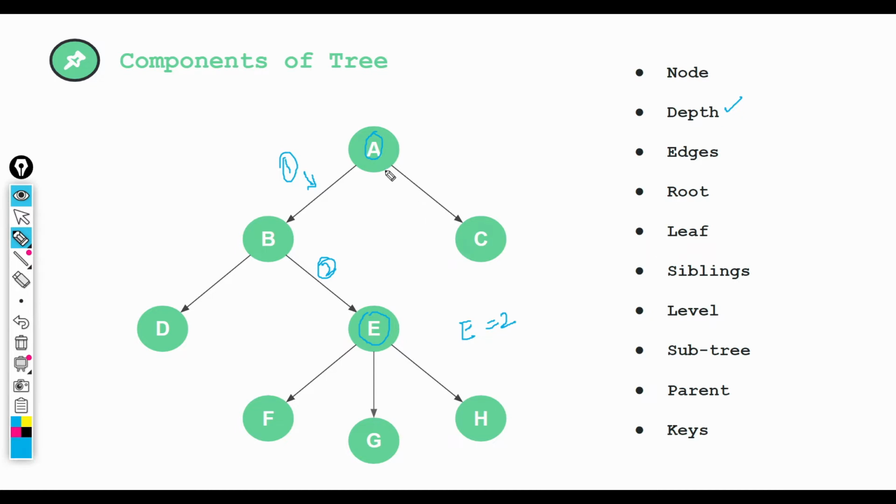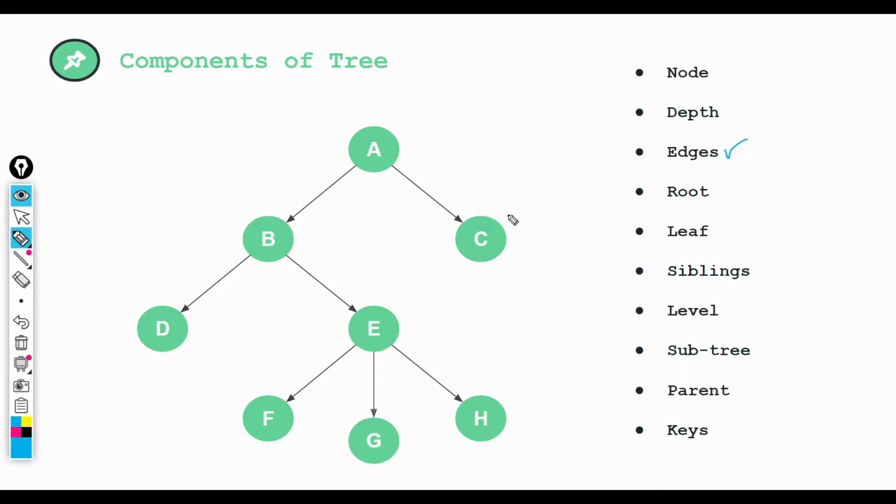And if you want to know the depth of F, again we need to traverse from the root node to the target node, which is F. So we need to count the number of edges from root to target node. So this is first, second, and third. So the depth of F is 3, right?